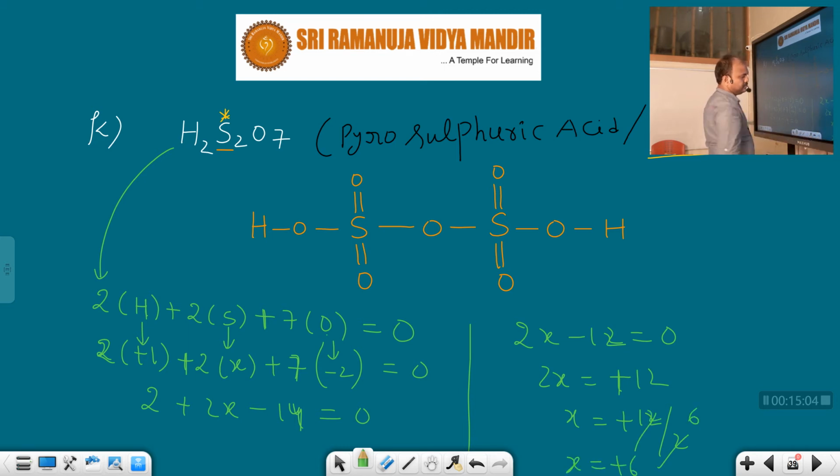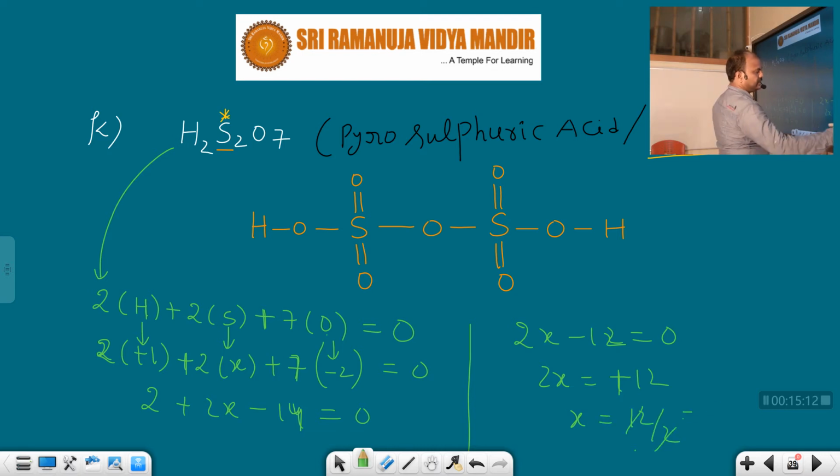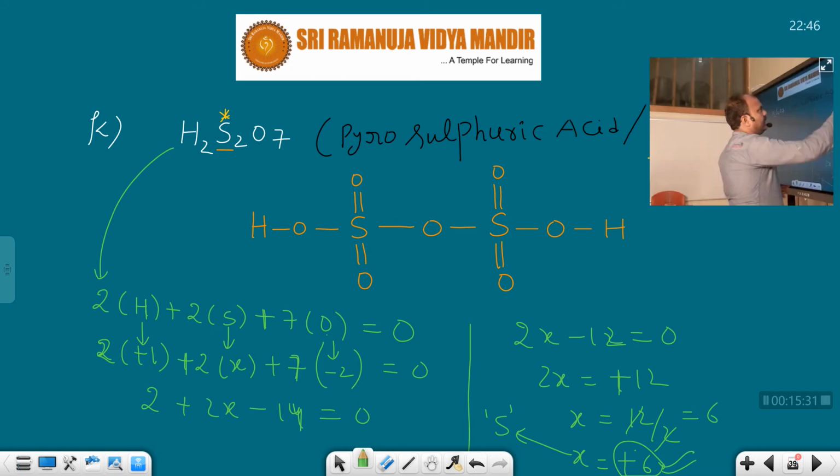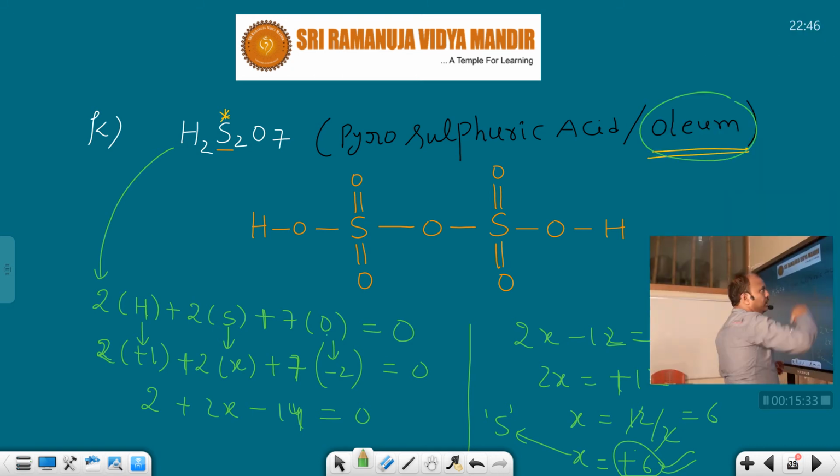What is X here? X is nothing but sulfur. So X is equal to +6, where X is sulfur. So the maximum oxidation number of sulfur should be equal to its group number, right? So +6, a 6A group element. So it is right. This compound H2S2O7 is named pyrosulfuric acid, and its commercial name is oleum.